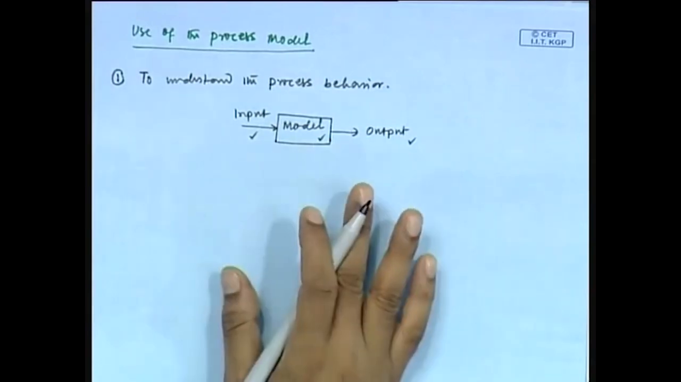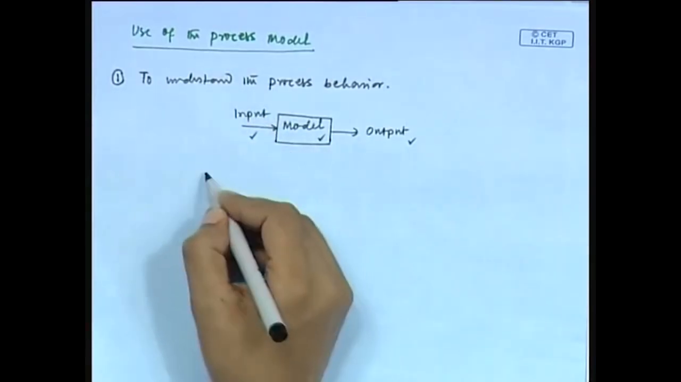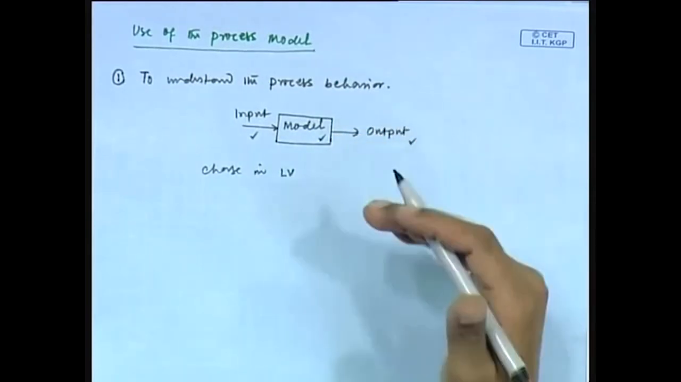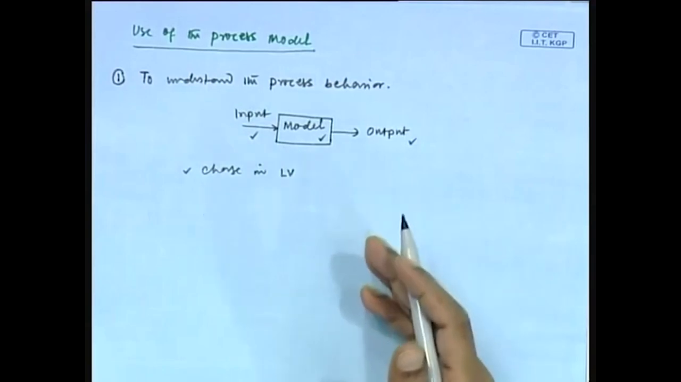Fine. Now, suppose the model initially is at steady state. I mean, after startup, we can reach steady state. Now, at steady state, we are giving some change in the disturbance variable. Then the process will shift from steady state to another state. Basically, if we change the load variable, we will get some transient response. And that transient response we can get by performing the simulation of this model without performing the experiment, isn't it? So, we can understand the process behavior by some change in load variable to understand the transient behavior without performing the experimental setup. Fine. So, this is the first purpose of the model.